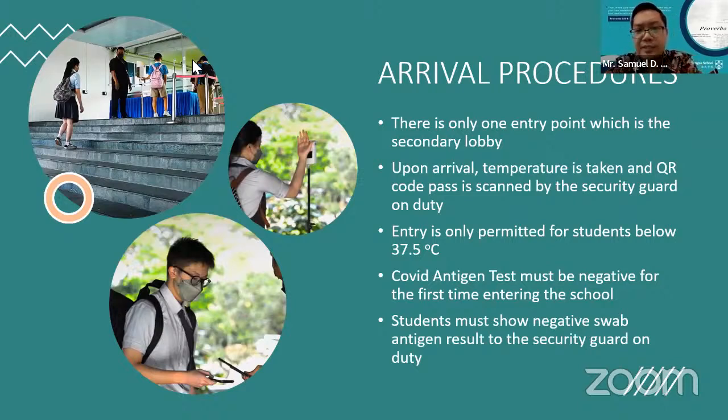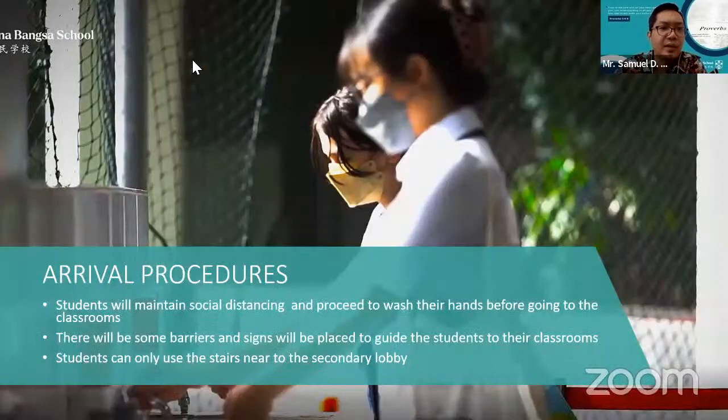COVID antigen test must be negative for the first time entering the school. Students must show the negative swab antigen result to the security guard on duty. Okay, later on I will talk about this antigen. Arrival procedure: students will maintain social distancing and proceed to wash their hands before going to the classroom. Okay, there will be some barriers and signs placed to guide the students to their classroom.